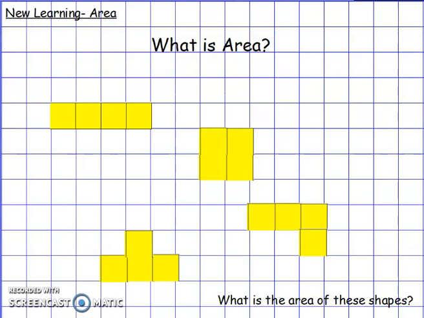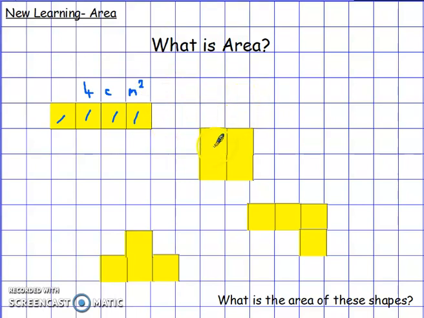Have a look at these shapes on the board. They're all made up out of yellow squares, and these squares on the screen are centimetre squares, so the length and width of them are centimetres. So what would the area be of this shape? Let's count the inside of it. We've got 1, 2, 3, 4. So the area of this shape is 4 centimetres, and we write squared by doing a little tiny 2 symbol. So the area of this shape is 4 centimetres squared.